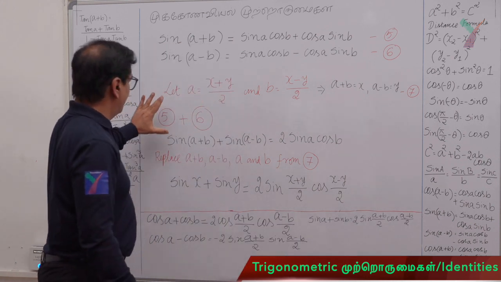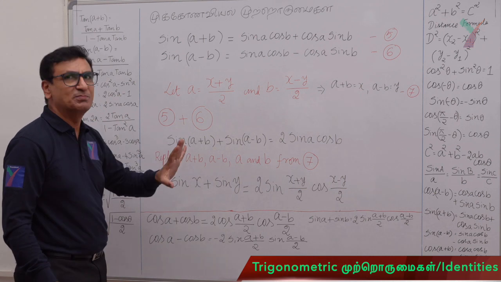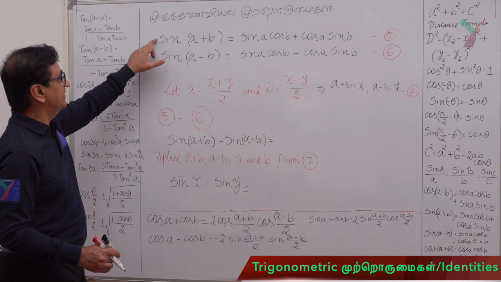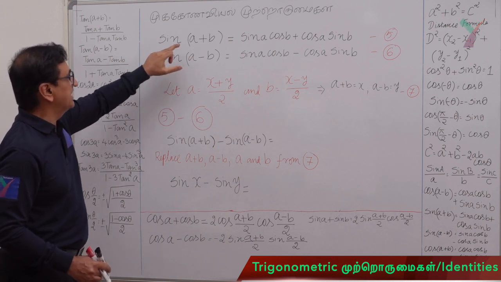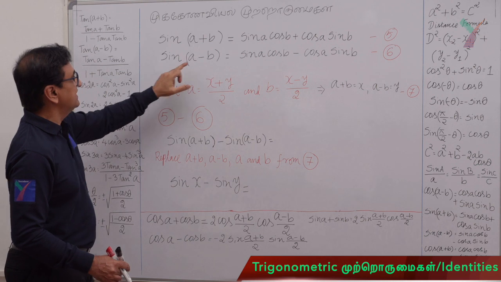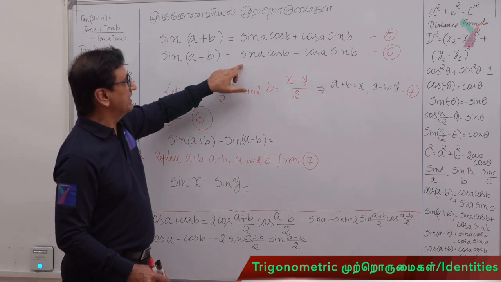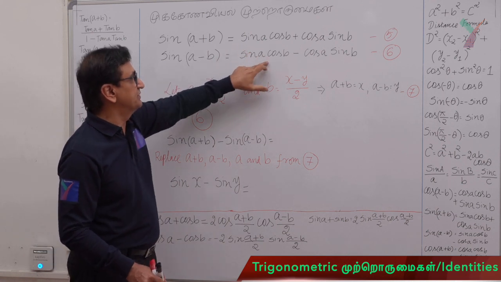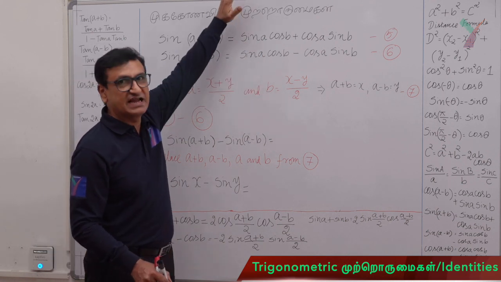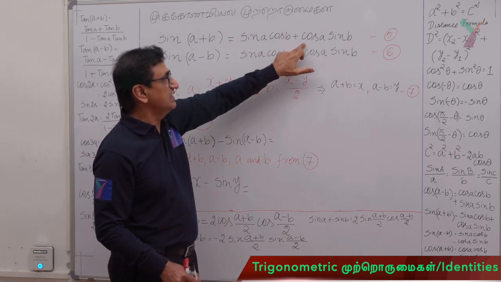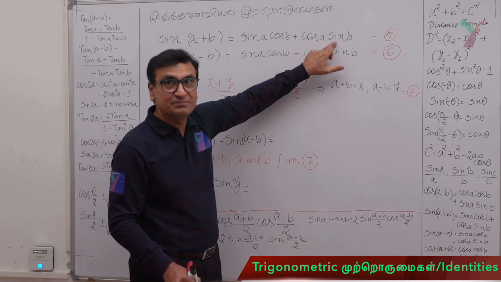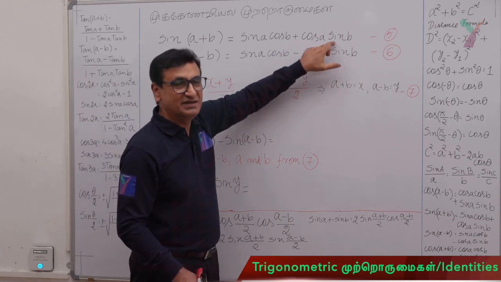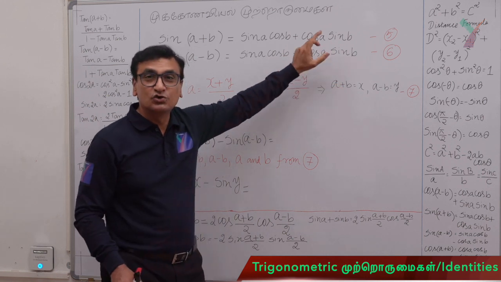Next, instead of 5 plus 6 I'm going to do 5 minus 6. Let's see what we will get. It will be sin A plus B minus sin A minus B. For the first term, sin A cos B minus sin A cos B cancels out and becomes 0. Then cos A sin B minus minus cos A sin B becomes plus, so cos A sin B plus cos A sin B, that is 2 cos A sin B.